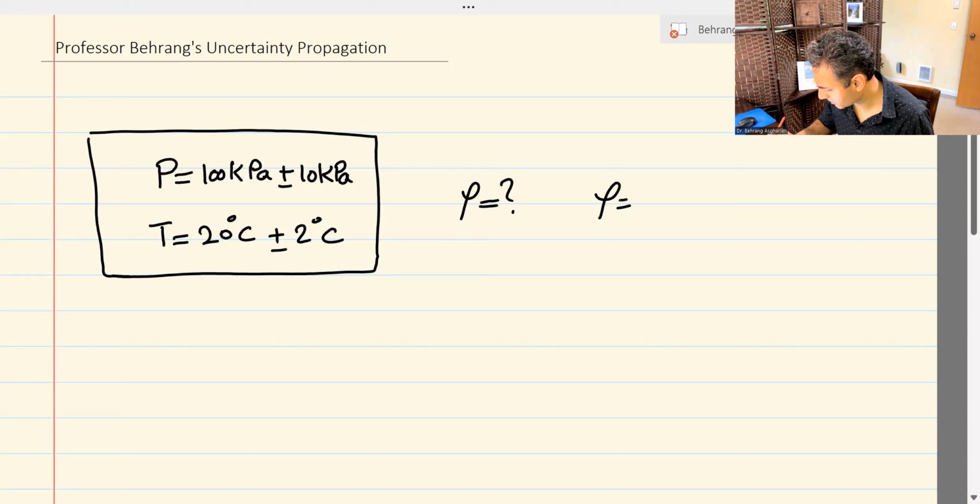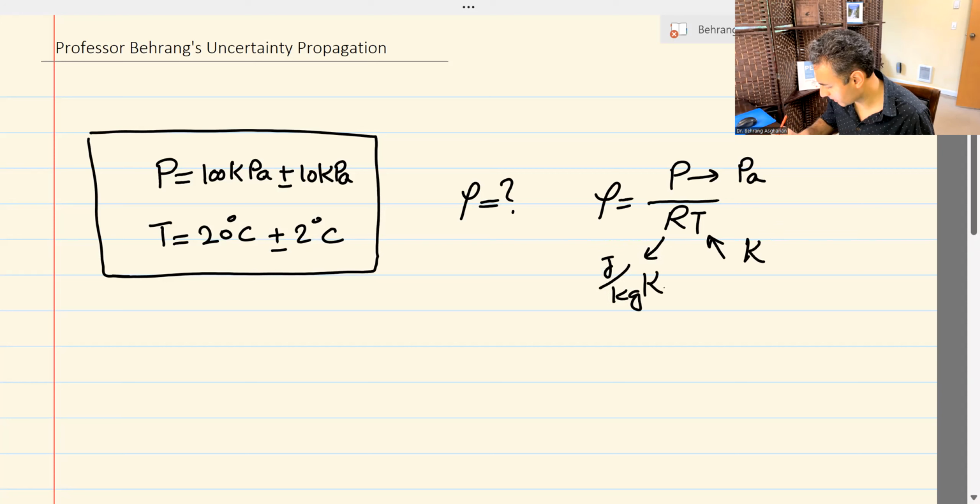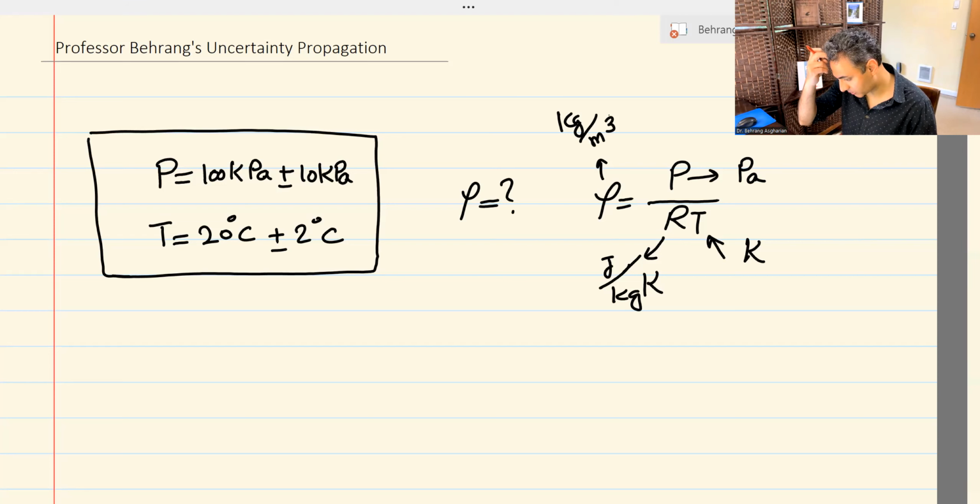The ideal gas law says density equals pressure over RT. We know that pressure has to be in Pascals, since we're going to use basic SI units. Temperature has to be in Kelvin, and this R has to be in joules per kilogram Kelvin. You already know these things. And eventually, if you use the correct values, density is going to be in kilograms per meter cubed. Okay, so the average values are given. The average value of the temperature is 20 degrees Celsius, and the average value of pressure is 100 kPa.